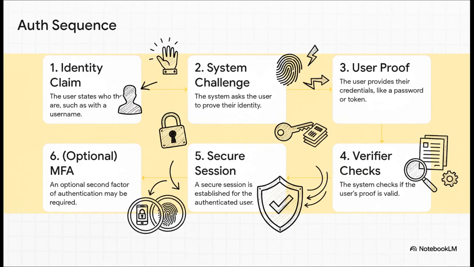And this breaks down that handshake perfectly into 6 steps. It all starts with you claiming your identity, then the system challenges you to prove it. You provide that proof, and the system verifies it, and if everything checks out, boom, you get a secure session. There's also that optional extra layer of security at the very end.